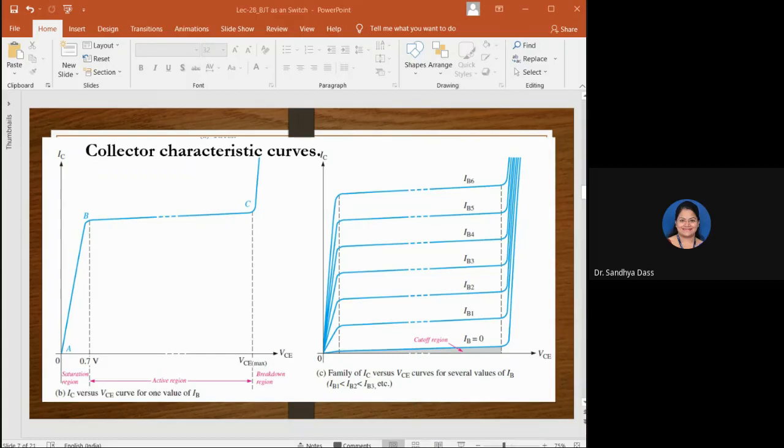If I keep VCC equal to 0 volts, what will be the biasing condition of the base collector junction? I'm keeping VCC equal to 0 volts. I hope you have the notes. Open your notes and check. I'm talking about how it is biased. Is it forward biased or reverse biased? Forward biased, isn't it?